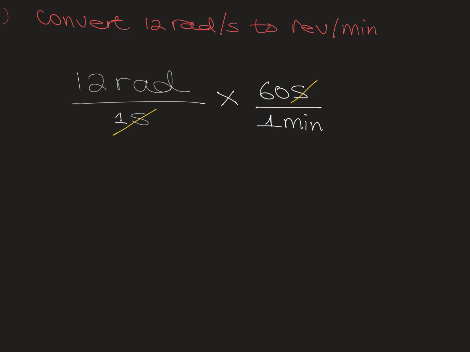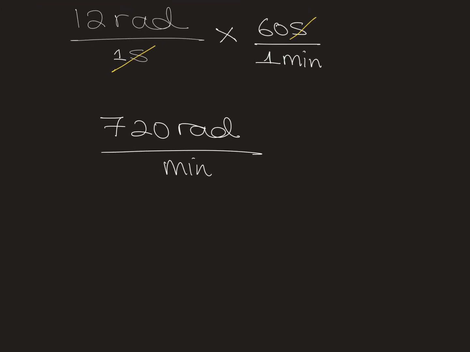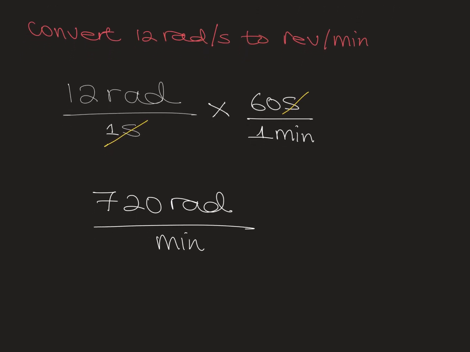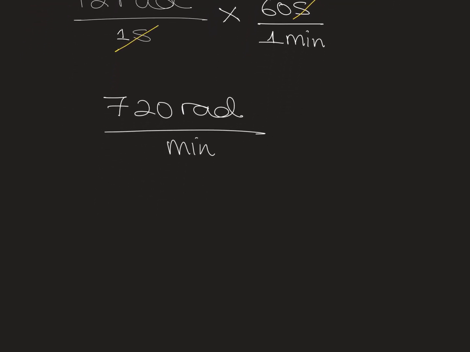So now what will we have? We will have 12 times 60, which is going to be 720 radians per minute. Okay, so what do we do now? We want to convert the radians to revolution. So we know that 1 revolution is equal to 2 pi radians.